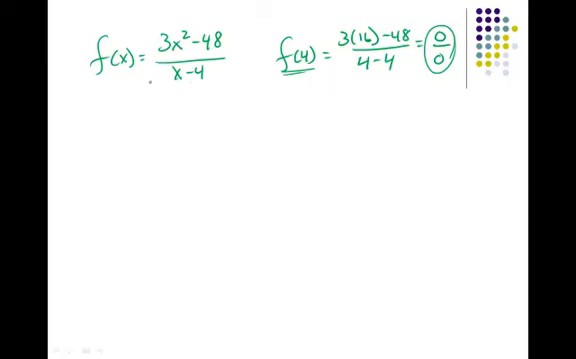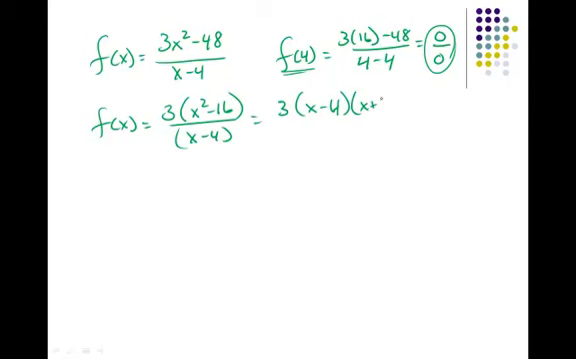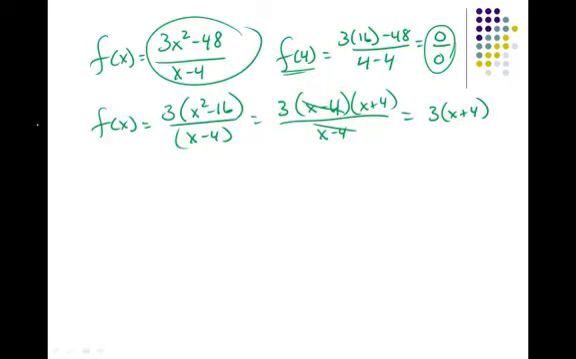Now, one thing that we can do with this function is to simplify it a little bit. If I pull out a 3, I end up with x squared minus 16 on top. Then I can simplify the top a little further: x minus 4 times x plus 4, divided by x minus 4. You can see that that will cancel, and I end up with this expression. So my original function is the same as this function, as long as x does not equal 4.